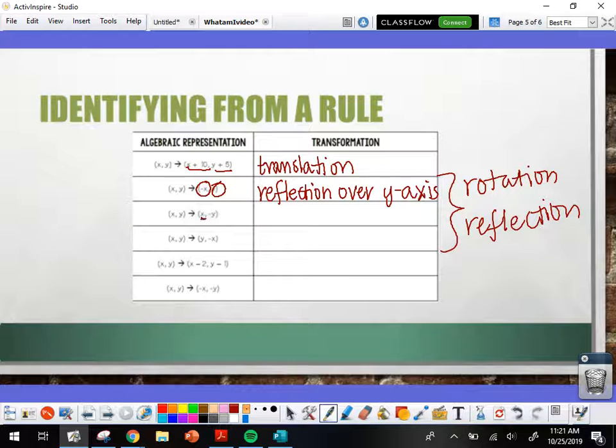Here, the X stays the same and the Y becomes the opposite. Looking back at my notes, I'm going to see if I can identify the type of transformation. And I see that it's a reflection over the X-axis.